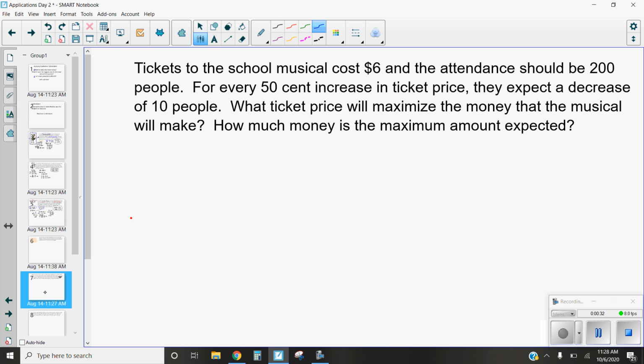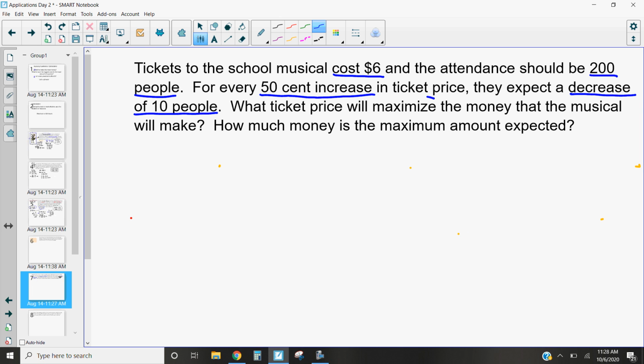So let's start by looking at this first one. This first example talks about buying tickets to a school musical, and they cost $6. When they cost $6, the attendance should be about 200 people. For every 50-cent increase in ticket price, they expect a decrease of 10 people. So what ticket price will maximize the money that the musical makes? How much money is the maximum amount expected? So that's what we're trying to figure out.